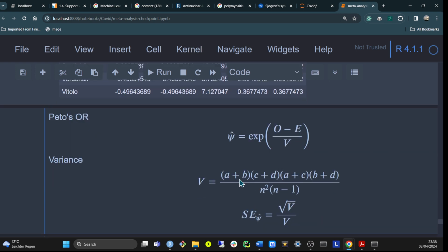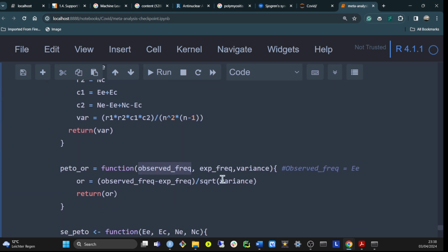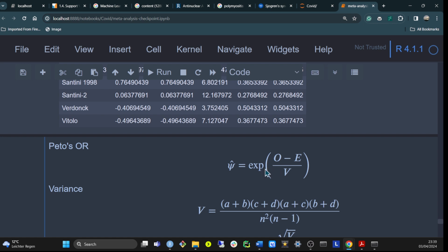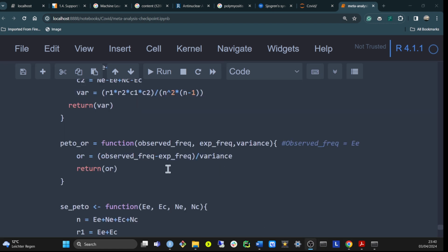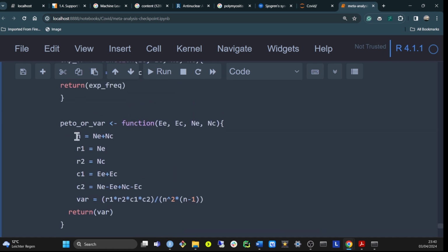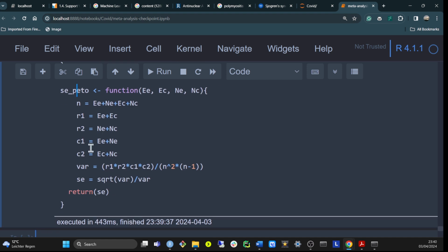So what we need is to calculate the expected. That means the observed frequency minus the expected frequency. Actually, this is XP that we already calculated. So the observed frequency minus the expected frequency divided by the variance. That's what you get. So here I have the observed minus expected divided by the variance. This is the Peto odds ratio. So that will give me the Peto odds ratio for each study.